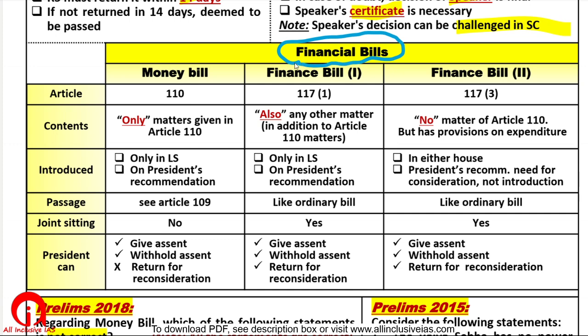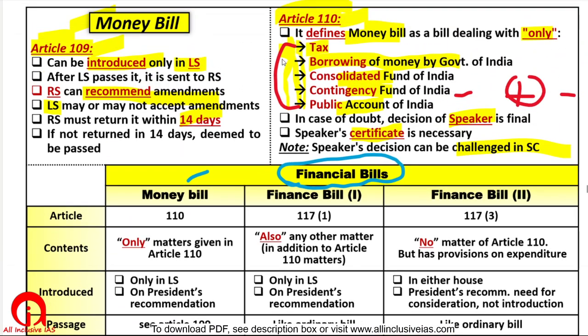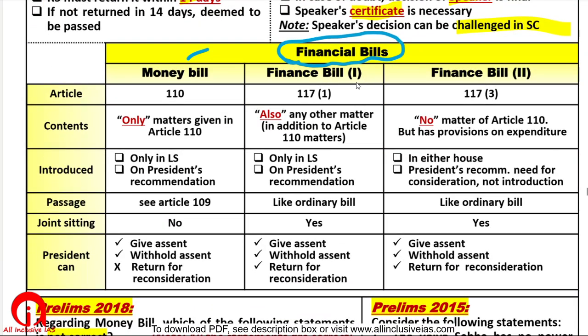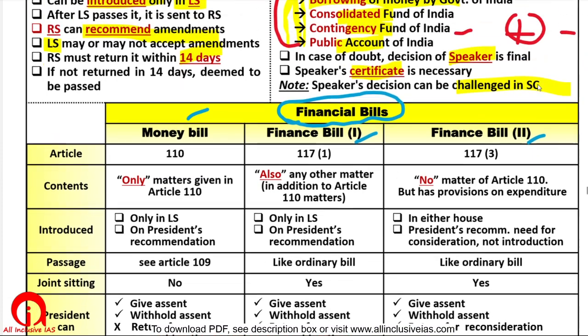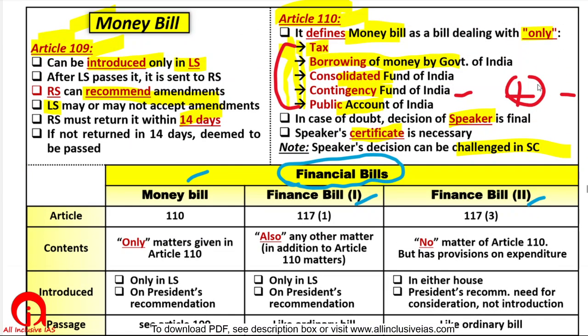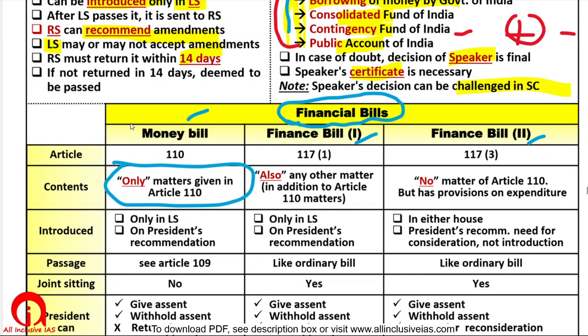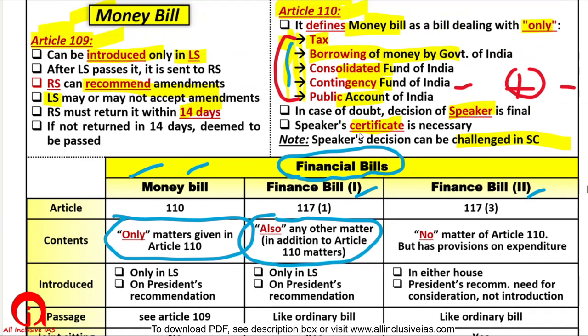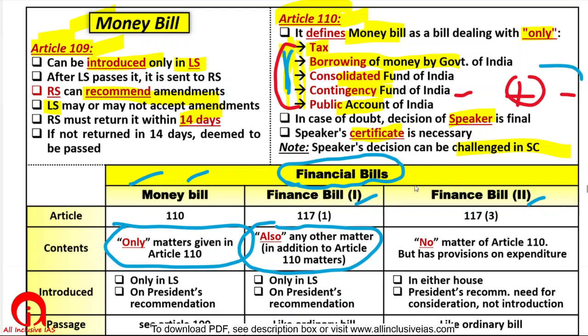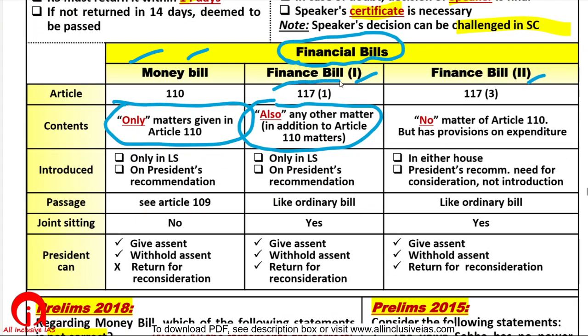Fine. Now if you read your Lakshmikant, it says that there are 3 types of financial bills. Our constitution talks about 3 types of financial bills. One is the money bill that we just discussed. Another is finance bill category 1 and finance bill category 2. What is the simple difference between them? If the bill deals only with the matters given here, with no other thing, then it is a money bill. However, if it deals with any of these matters and some other matter also, then it will be called a finance bill category 1.